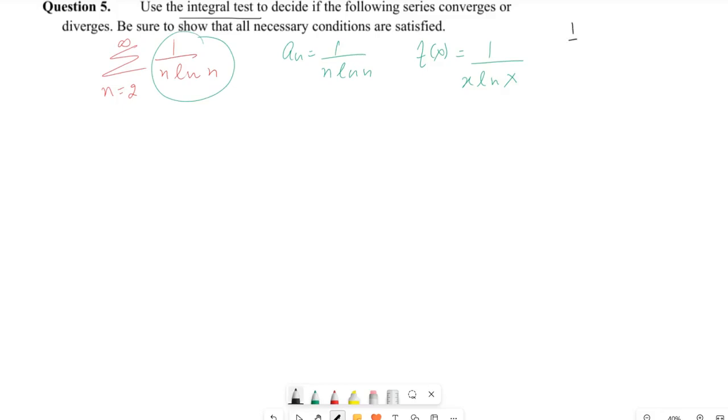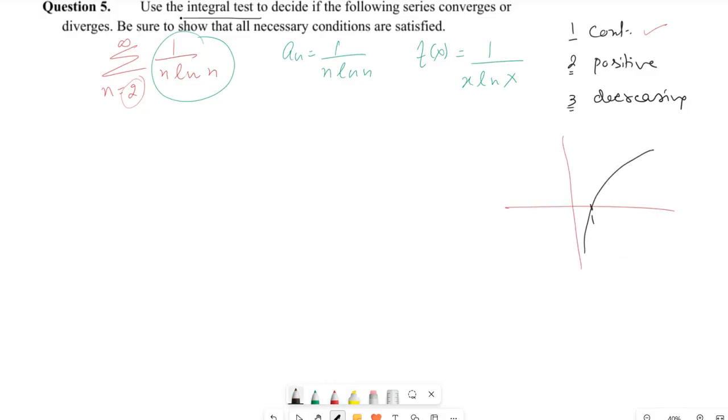There are three conditions: continuous and positive and decreasing. This function is only starting from 2 onwards. So from 2 onwards, log doesn't have any problem, so it is continuous, and log is positive. You remember the log graph looks like this, and at 1 it is 0, but from 2 onwards it is always positive. So log is positive, n is anyways positive, so the whole thing is going to be positive also. So the second condition is true too.